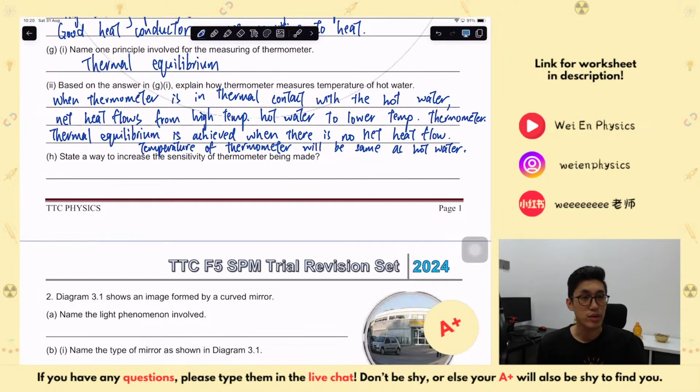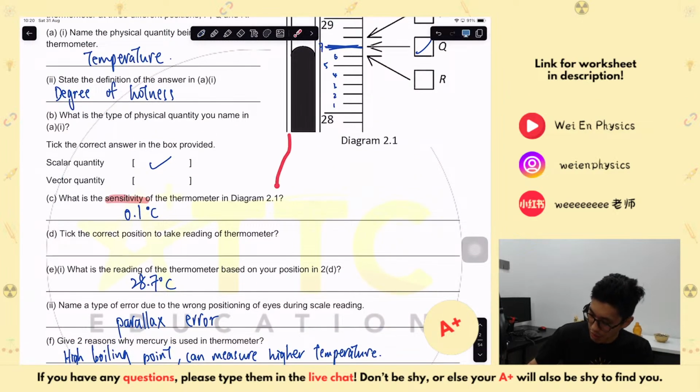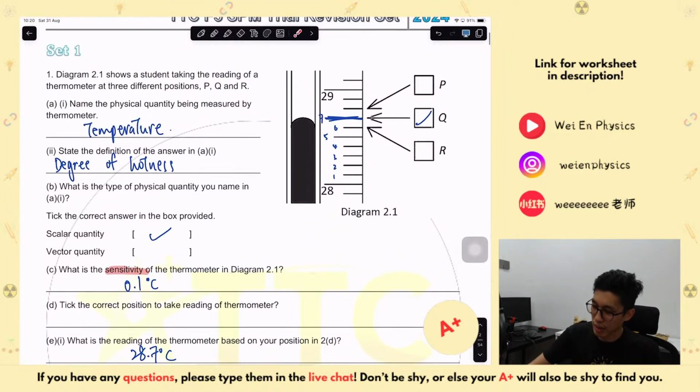Okay, a few ways to increase sensitivity of a thermometer, right? You can use a thinner wall of the glass bulb, meaning this part down here. You can make the wall thinner so that it's easier for heat to transfer in and out. Okay, or another way is you can make this tube inside, we call it the capillary tube.